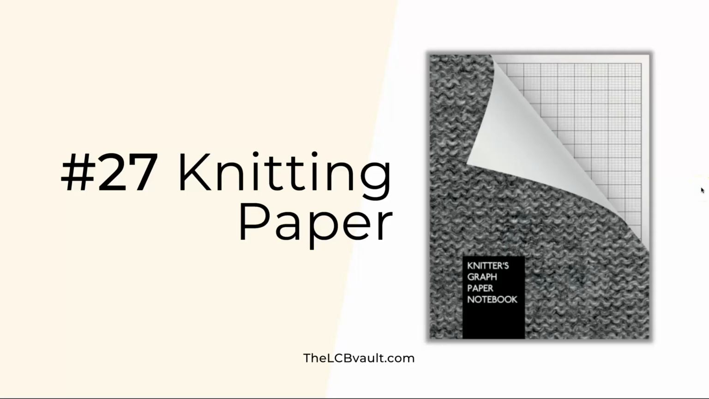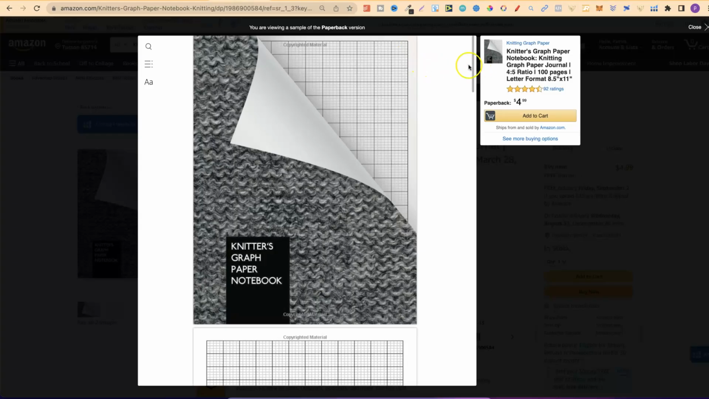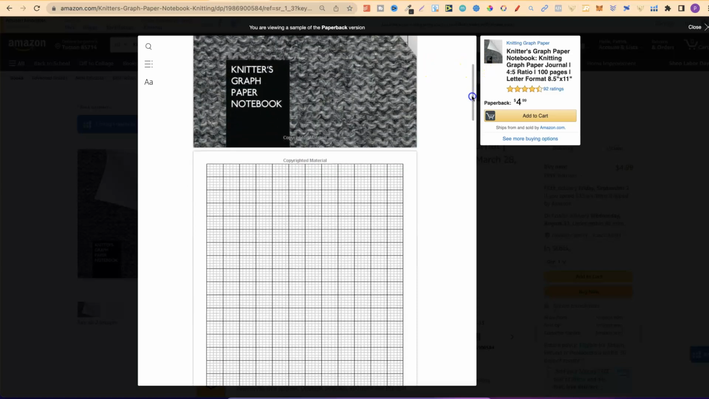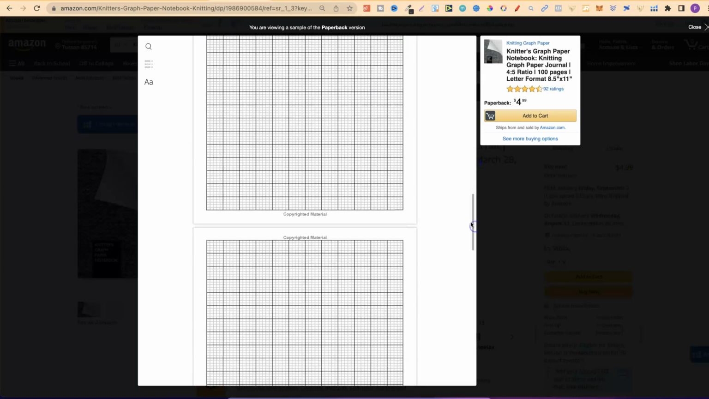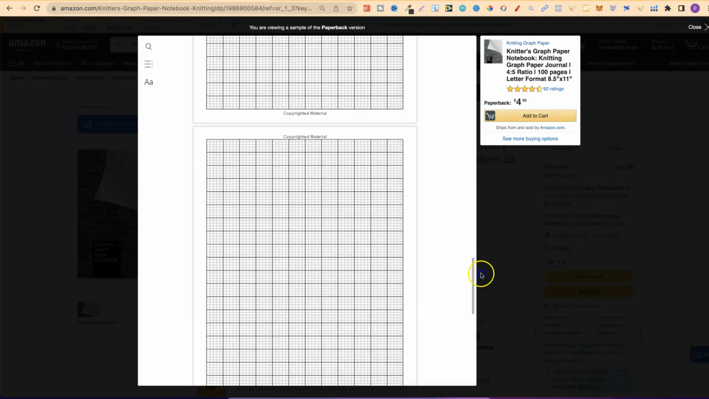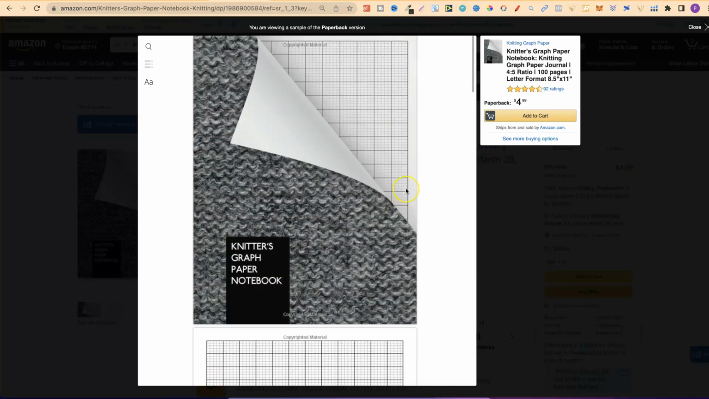Book number 27, and that's knitting paper. So, if we come over to here and take a look, we can see this is what the interior looks like. Again, very simple to do because it's the same throughout the book. Now, an interior like this, you can actually get this in Tangent Templates. But that's book number 27, and that's knitting paper.